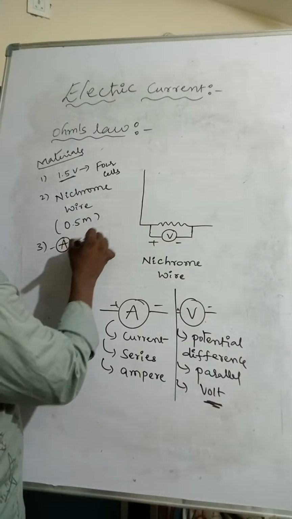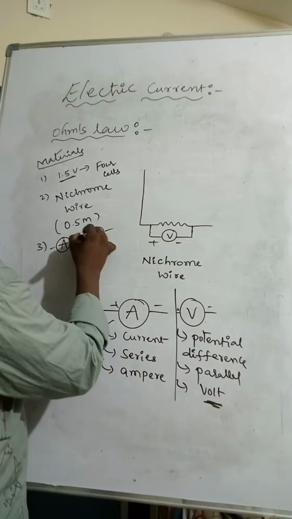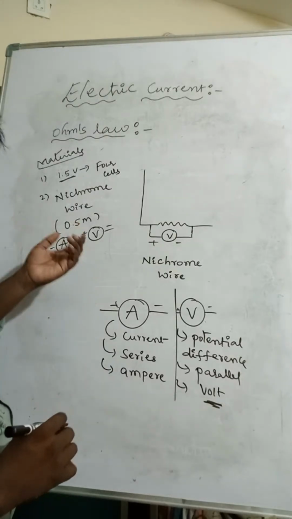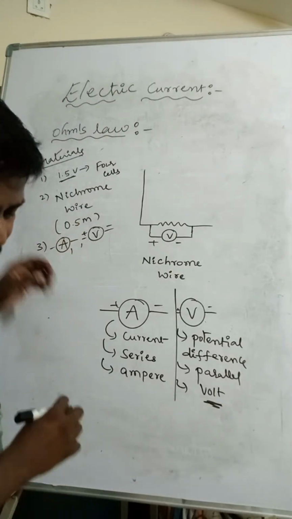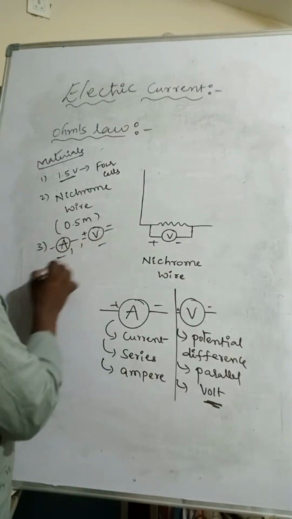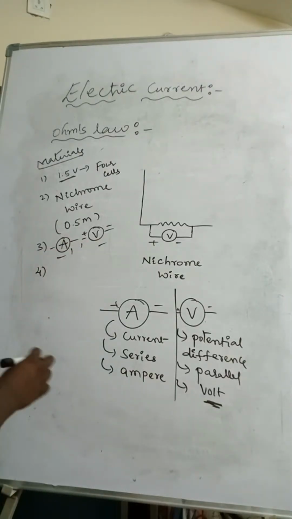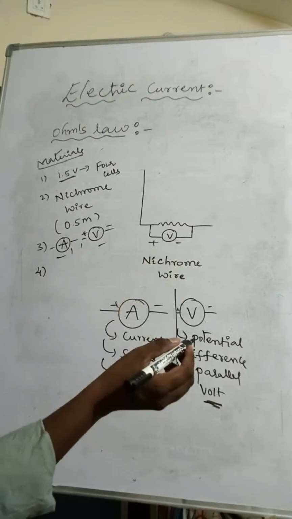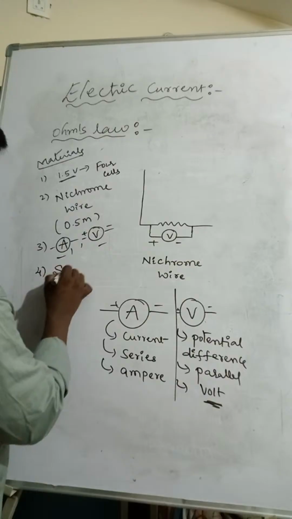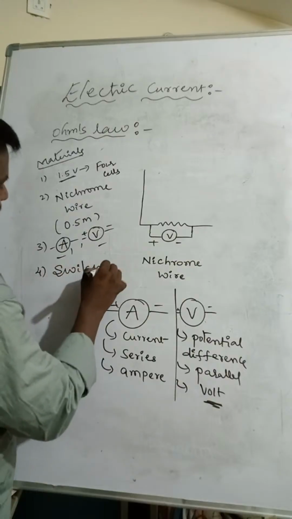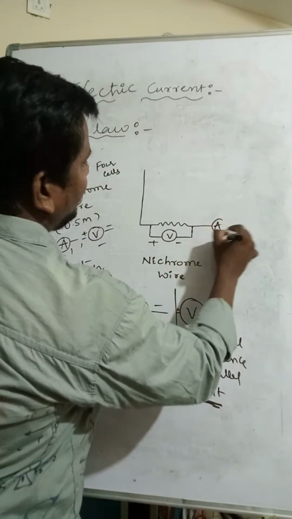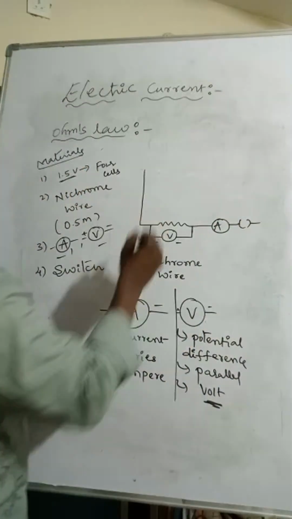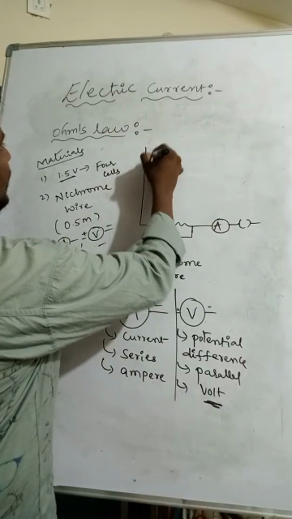An ammeter and a voltmeter are there, that's why I'm using symbols. You can write with words. So an ammeter, a voltmeter, and the fourth one is connecting wires. Nichrome wire I already considered, and we have to take a switch. Here is the ammeter and here is a switch.